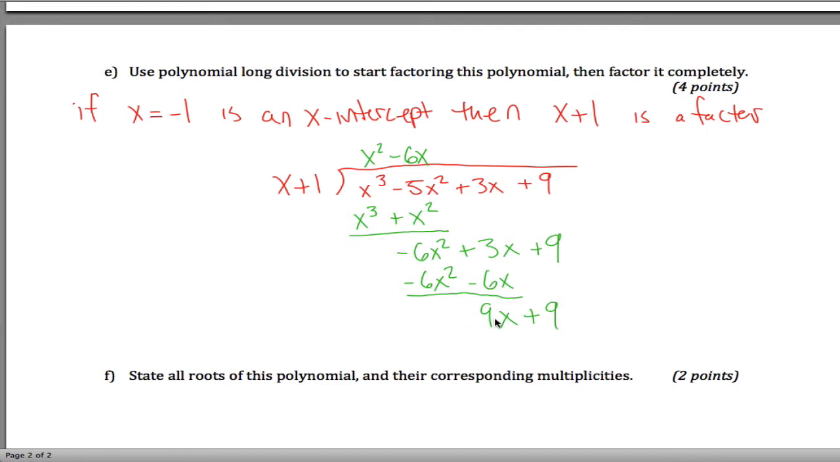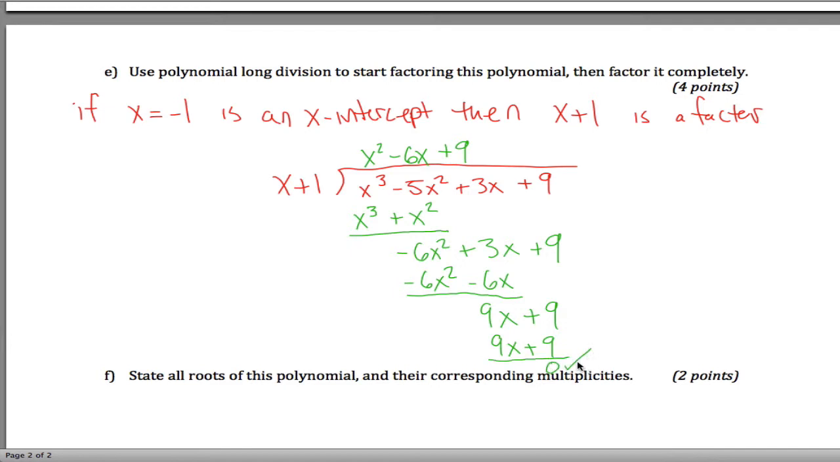Again, it's really easy to make this negative 3x, but it's not. It's 9x because we got to subtract. One more time, I want to get rid of this 9x now. I put a plus 9 up here. Reason why is 9 times x is 9x. 9 times 1 is 9. Now when I subtract, I get 0.